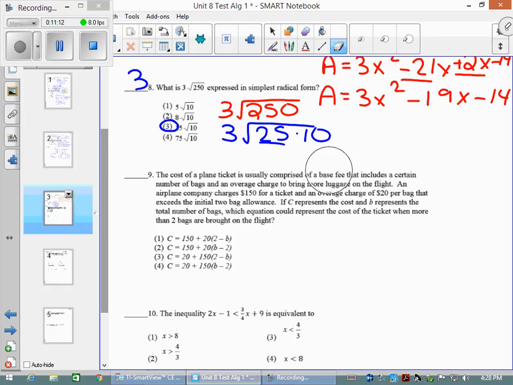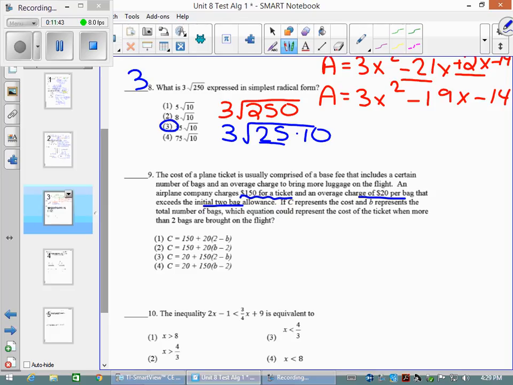So number 9, the cost of a plane ticket is usually comprised of a base fee that includes a certain number of bags and an overcharge to bring more luggage on the flight. An airplane company charges $150 per ticket. This is some important information. And an overcharge of $20 per bag that exceeds the initial 2 bags allowance. If C is the cost and B represents the total number of bags, which equation could represent the cost of the ticket when more than 2 bags are brought on the flight?